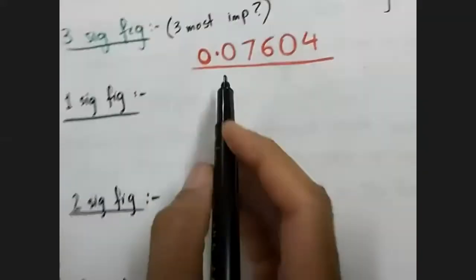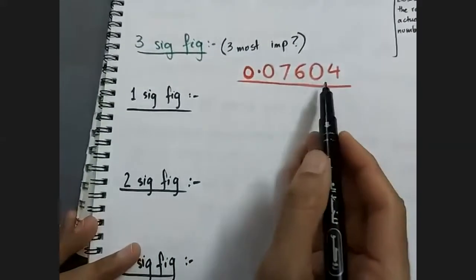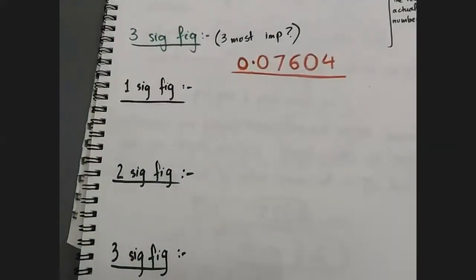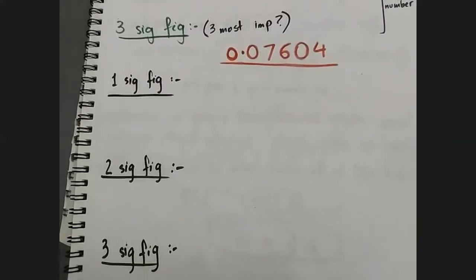Now let's do this. 0.07604. Now round it off to one significant figure. One significant figure. Momina.